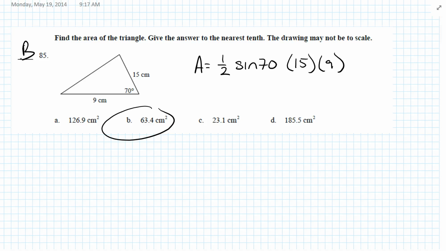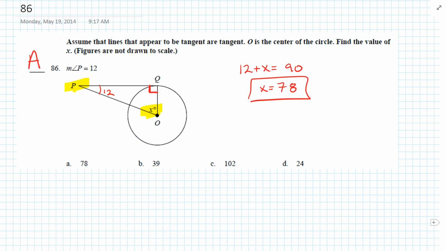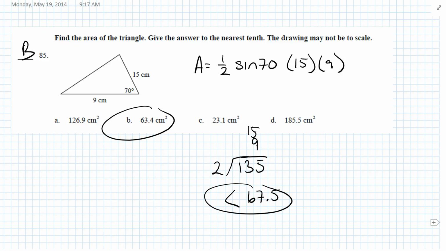And let's say you forgot this whole formula. You could say, hey, I know it's less than 1/2 of 9 times 15. So what's 9 times 15? 9 times 15 is 135. Okay, if you divide 135 by 2, you get 67.5. So I know it's going to be less than 67.5, but it should be fairly close. Then you get B. Well, that concludes numbers 72 through 85 for your geometry review.